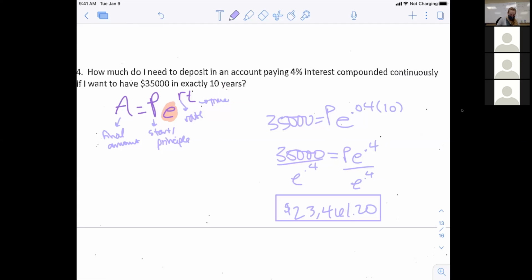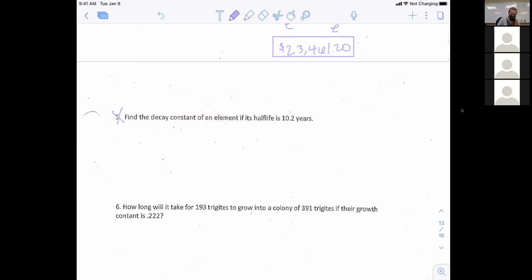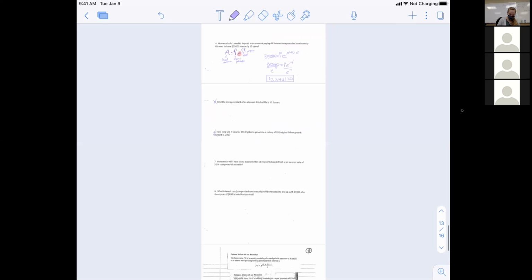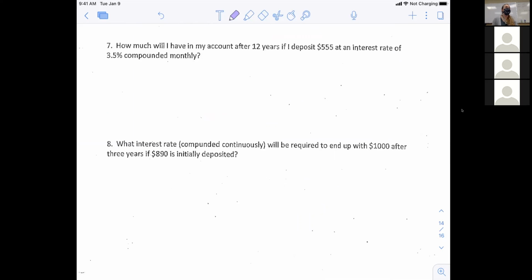Okay, on the next page, we're skipping 5 and 6 for right now. And I want you to try 7 and 8, either by yourself or with a partner. I want you to set it up. I want you to solve it, and then we're going to talk about it all together. Questions, thoughts? All right, feel free to scooch on over to somebody else. Are you all done?